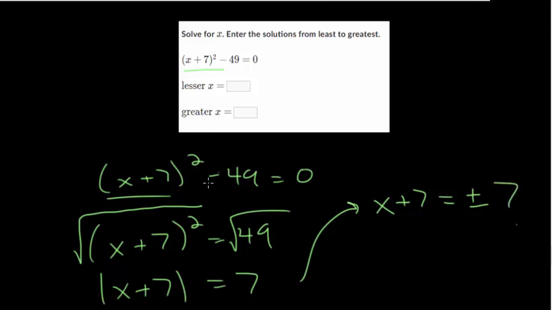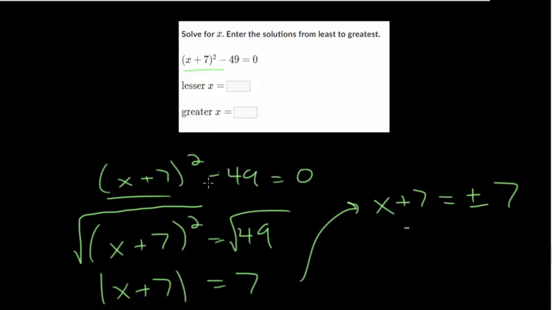So we'll have plus or minus 7. But the plus or minus is another way just to account for the fact that there are 2 solutions. So technically there is this subtle step in the middle, but in reality, we just write plus or minus 7 after taking the square root.